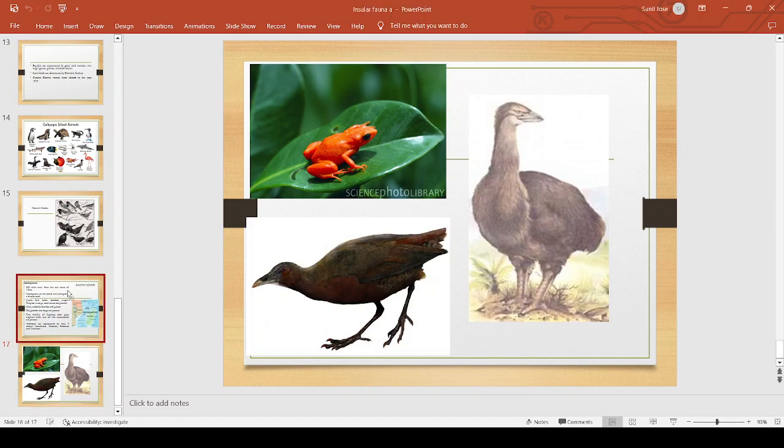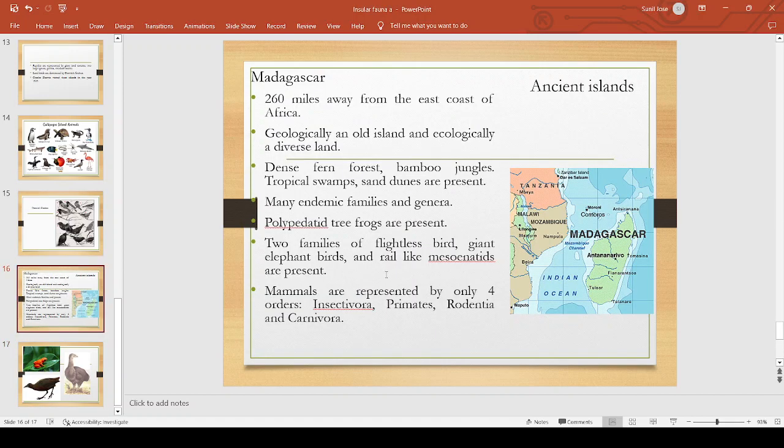Then another important bird that you can find in Madagascar is the rail-like mesonatids. The picture of that also I will show you. Rail-like mesonatids. So this is the rail-like mesonatid. This is the type of bird that you can find in Madagascar. These kinds of rare birds are present, and they are also endemic to Madagascar.